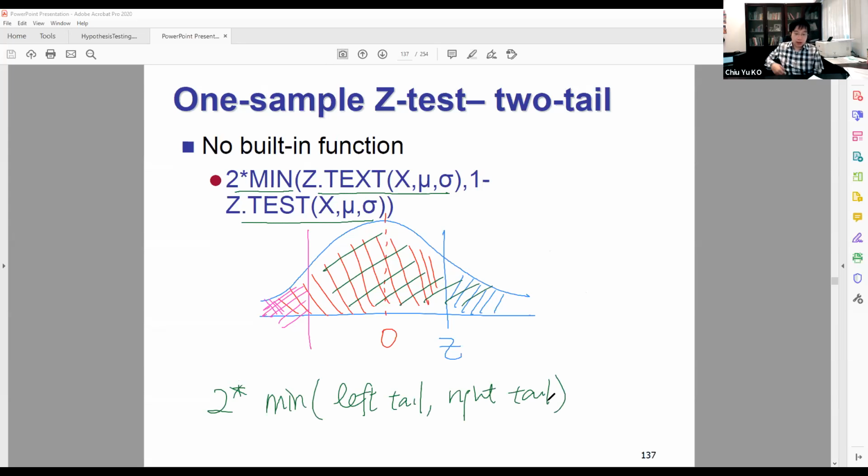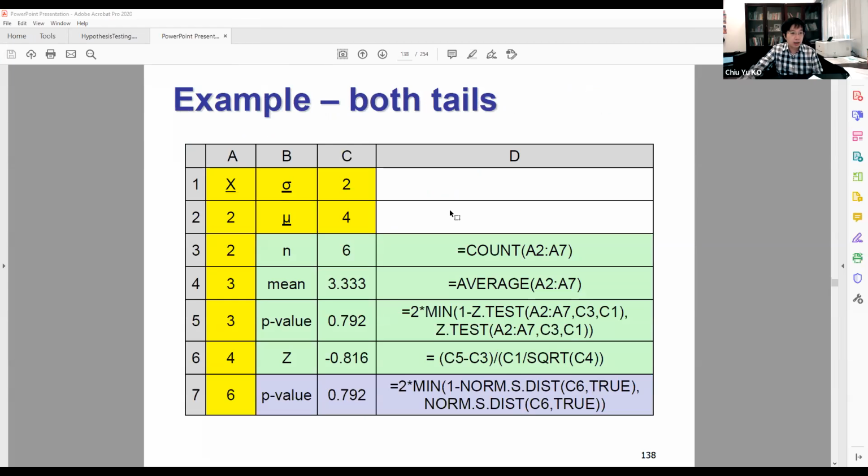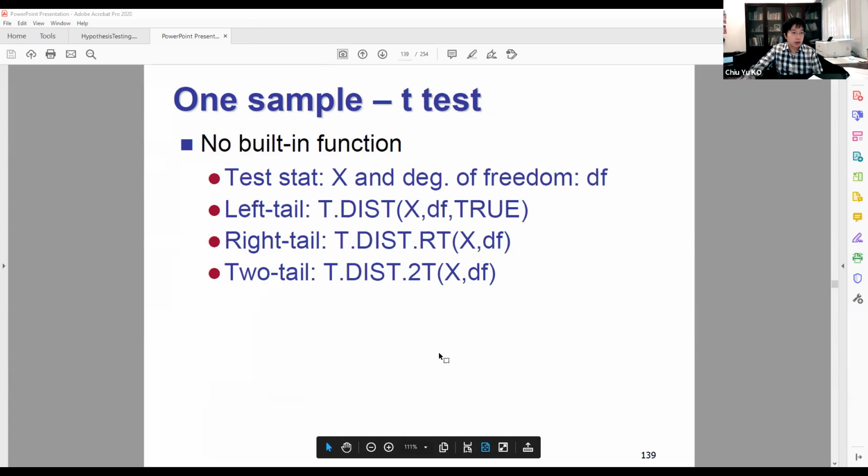So I think you know how to do Excel. I think I'll quickly go over the last one because people asked me the question about the t, right? So this is the way you do the two-tail. So I think I want to talk about the t-test, okay?